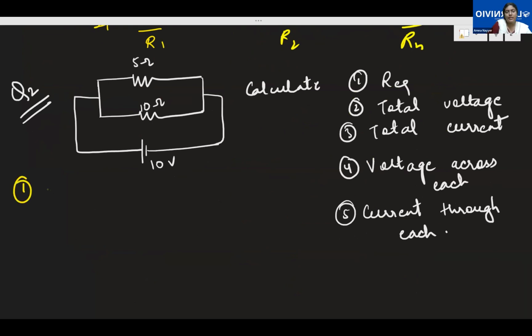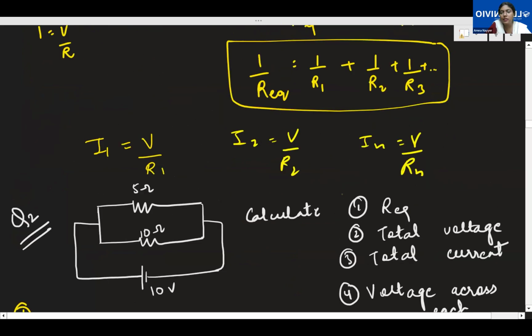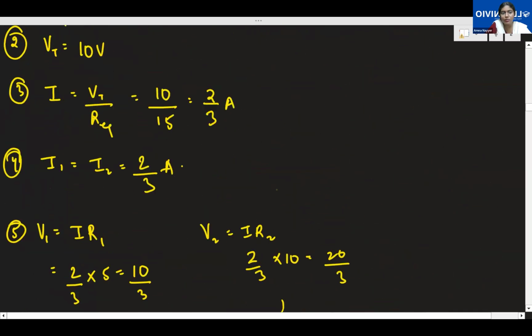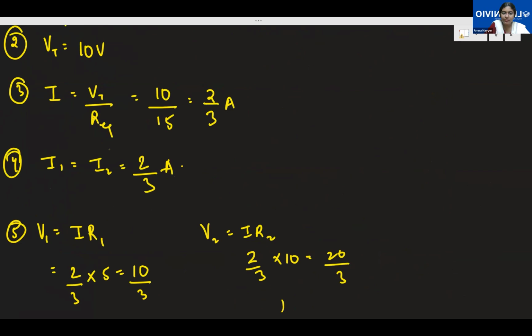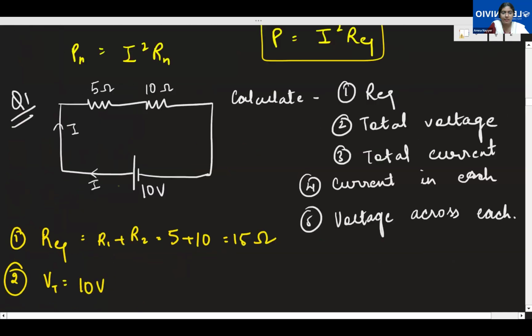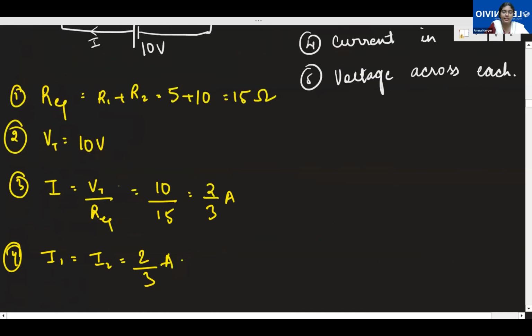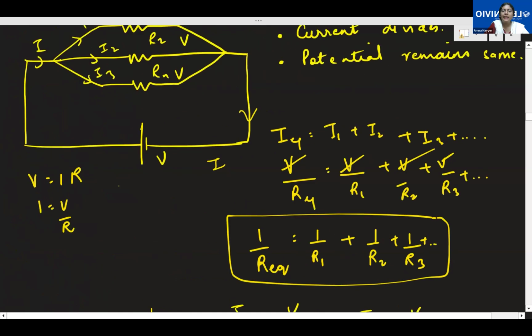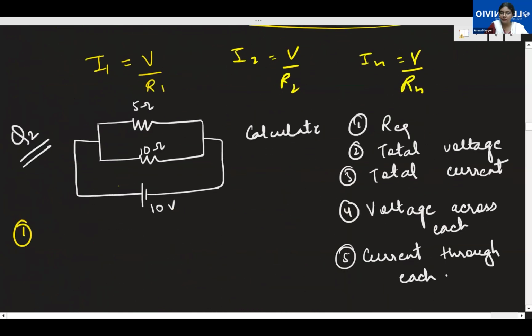First, R equivalent. Ma'am, we did the previous question where we had to find the total current. We took total voltage and total resistance. No, ma'am, the total current and the individual current are the same only in a series connection. Like this is parallel. So here current will be different, but voltage will be the same.